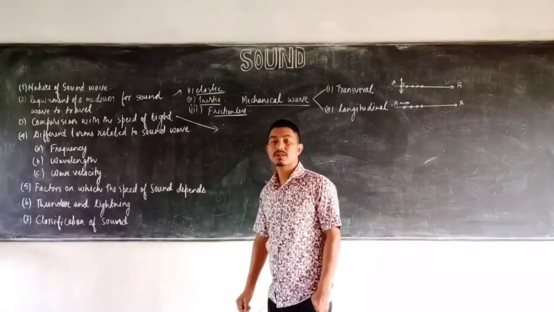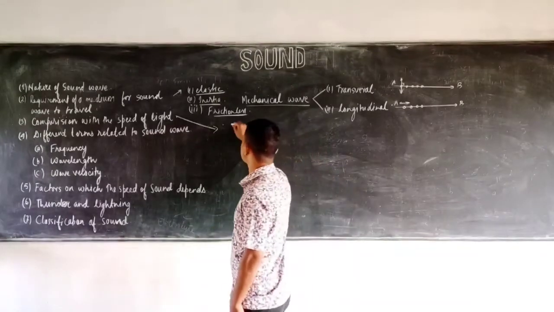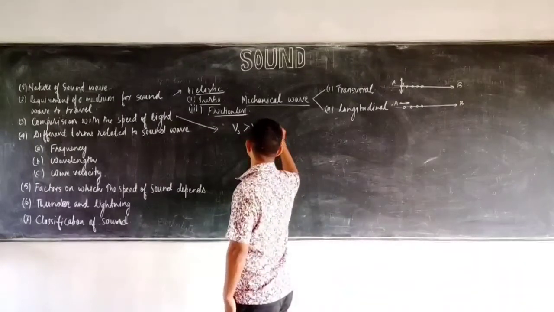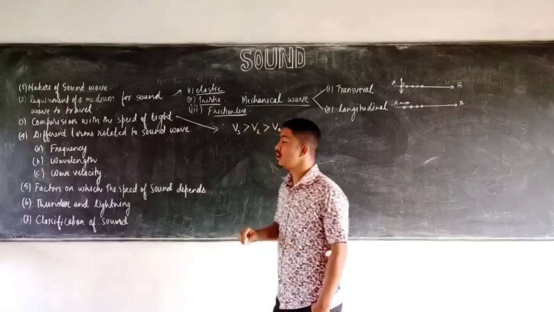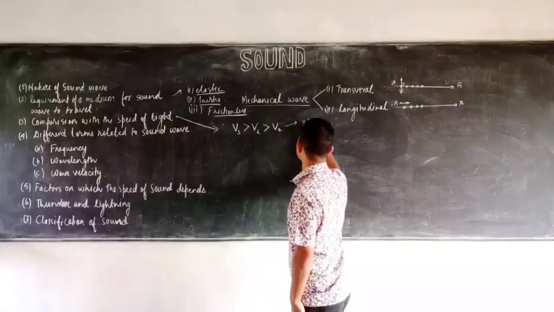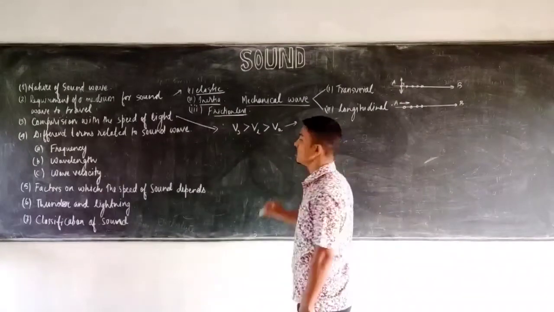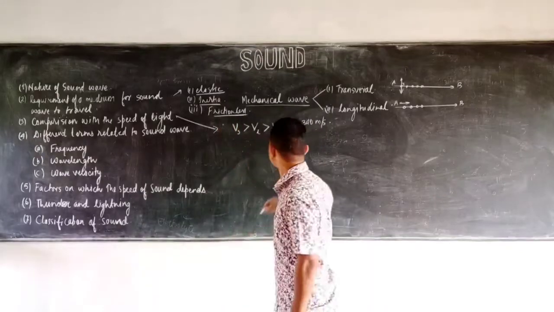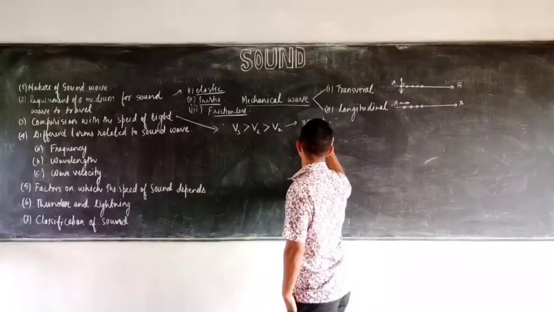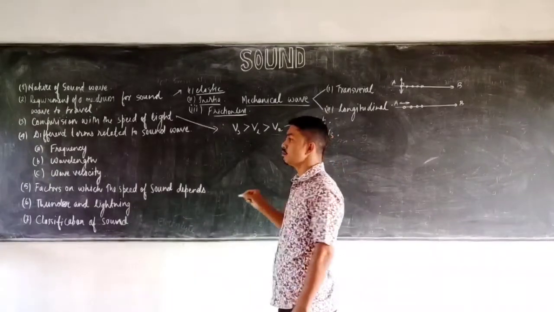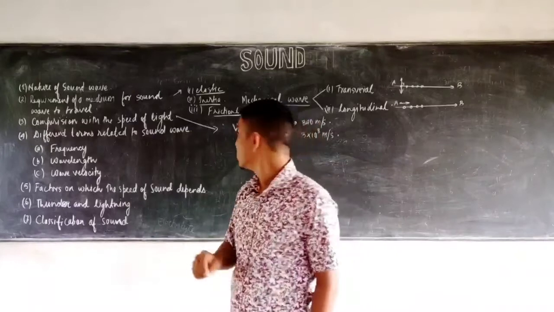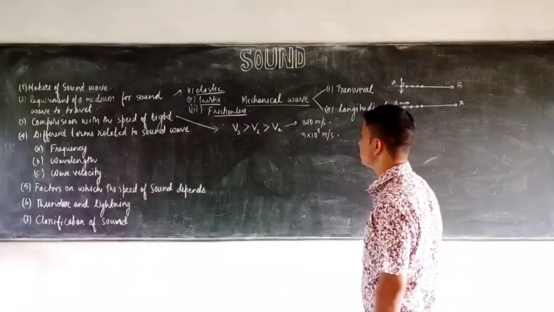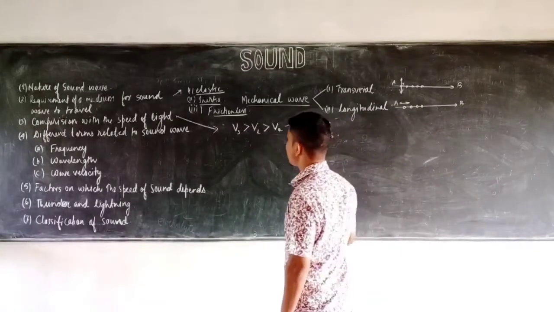Now let us discuss the speed of the sound in different media. The sound travels fastest in solids. So the velocity of sound is fastest in solids, lesser in liquids and least in air. In the air, the sound travels with a speed of almost 340 meters per second. But the light travels with a speed of 3 × 10^8 meters per second, which is much faster than the speed of the sound. So while comparing the two, the speed of light is much faster than the speed of sound.